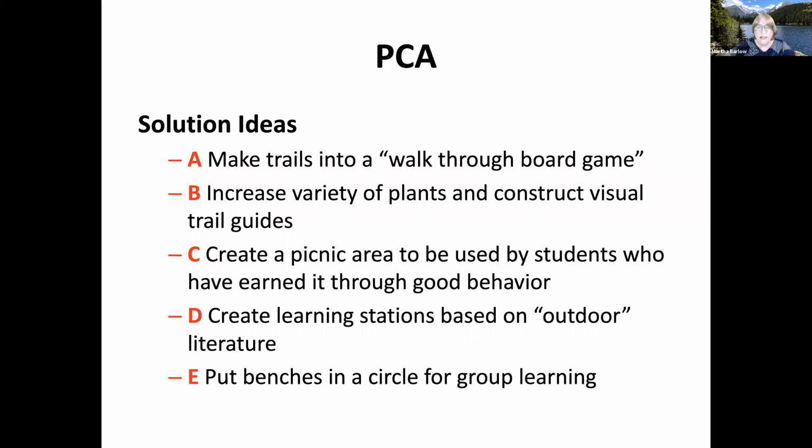Make trails into a walkthrough board game. Increase the variety of plants and then construct visual trail guides. Create a picnic area that could be used by students who've earned it through good behavior. Create learning stations based on outdoor literature. Put benches in a circle for group learning. So now we're going to use PCA to compare these ideas with each other.